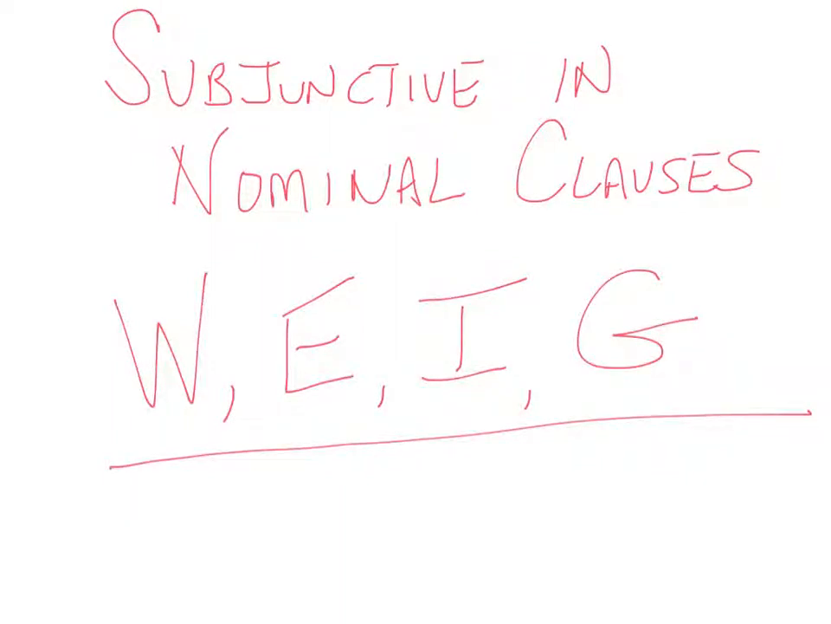Okay, kids, in this video we're going to be talking about the subjunctive in nominal clauses, specifically the letters W, E, I, and G from the acronym WEDDING, which was discussed in the previous video. In this video we will be going through these four letters of WEDDING, W, E, I, and G, and explaining which types of verbs require the subjunctive.